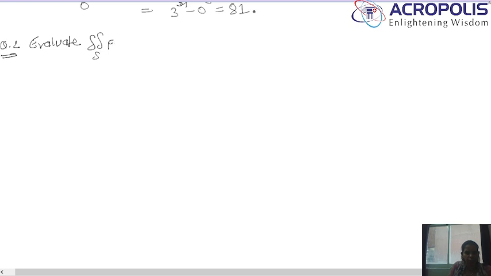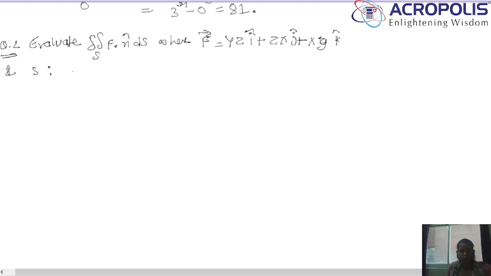the double integral of F dot n cap dS, where F is defined as yz i plus zx j plus xy k, and S is the surface of the sphere x square plus y square plus z square equal to 1, which lies in the xy plane.